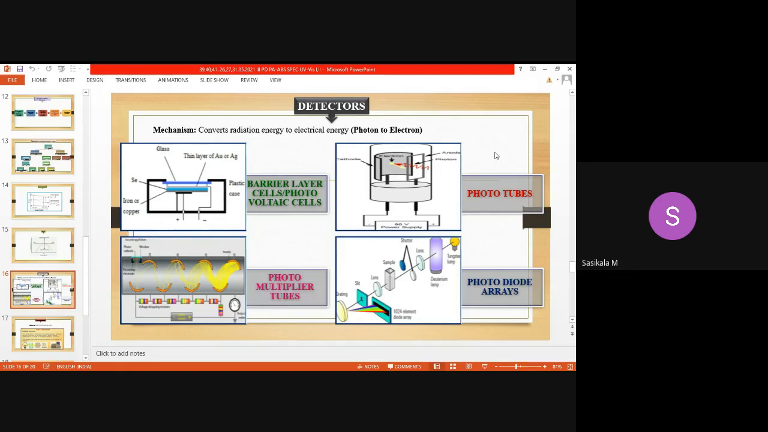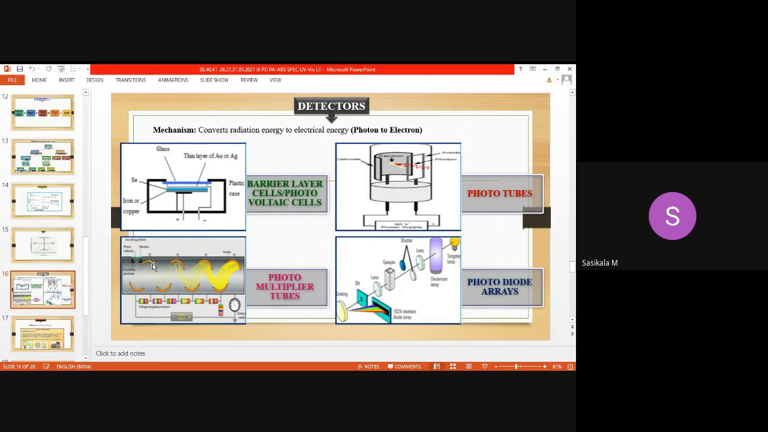So there are various types of detectors: the photovoltaic cell and phototubes, and here also you can find the anode and photons. Photons go towards the cathode, and at the cathode it will become ionized and move on to the anode, thereby the current passes. And photomultiplier tubes you can find in double beam UV visible spectrophotometers, and in filter type spectrometers.